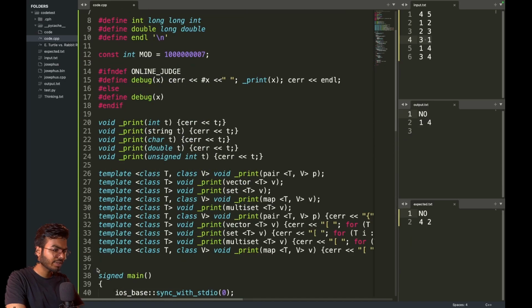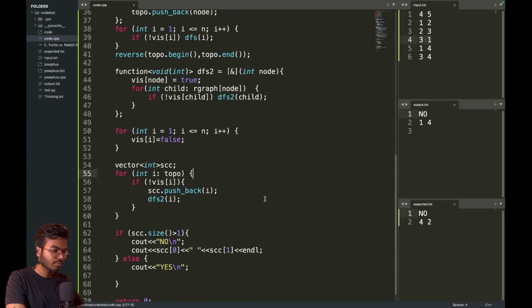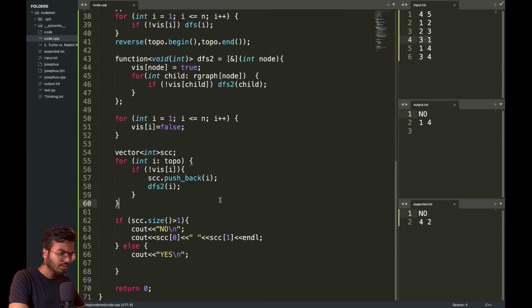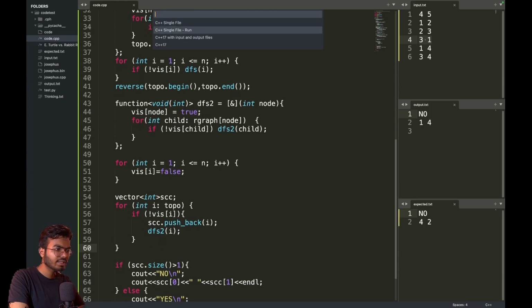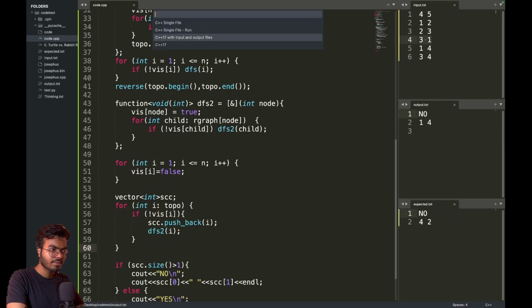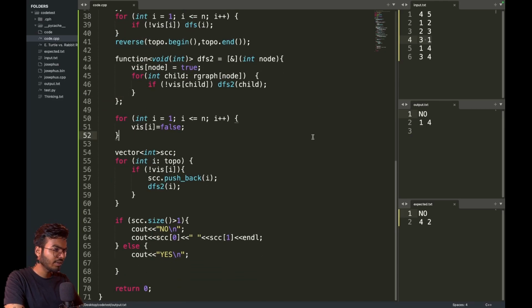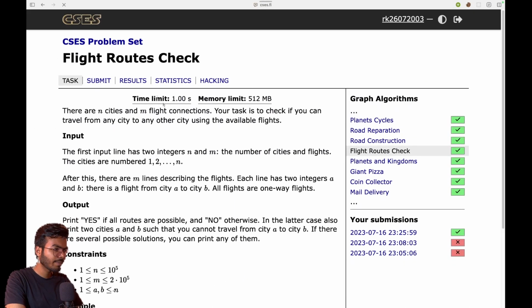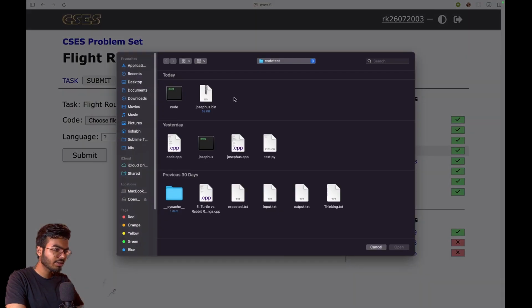Is there any debug statements that I missed? Okay, I think I missed the debug somewhere. Let's try to run this. Okay, so it is running and now let's try to submit this quickly. So we have flight routes check.